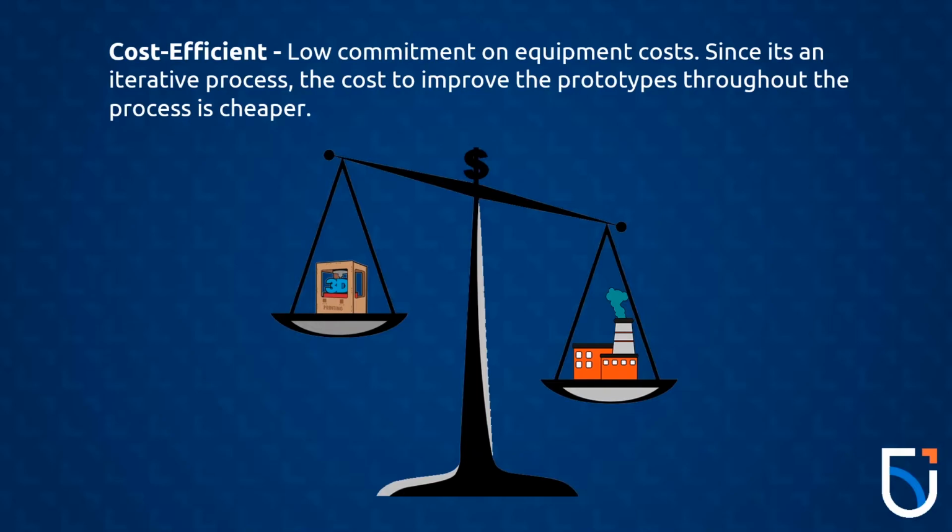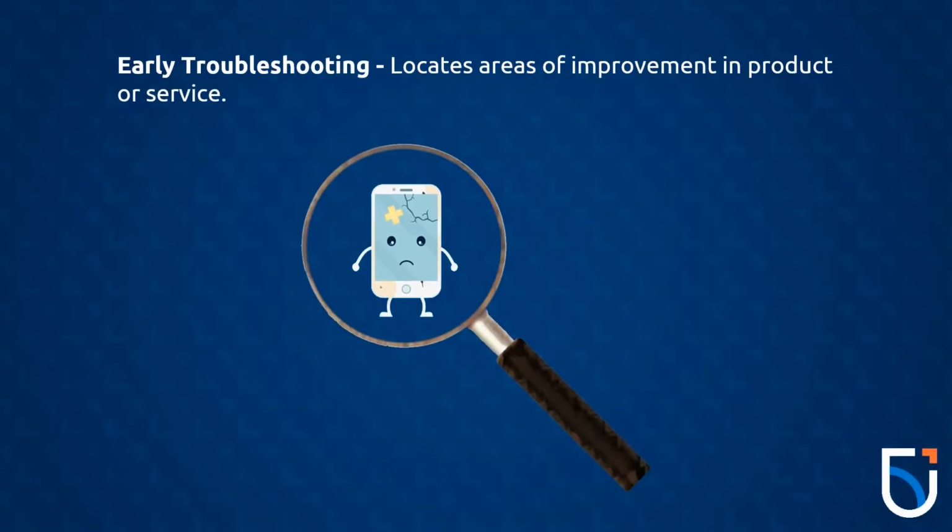Rapid prototyping is also cost-efficient. Equipment costs are minimal, and since it's an iterative process, the cost to improve the prototype is cheaper. It's also easier to locate areas of improvement in your product or service. For example, you realize that a 3D printed part has a weak point, which could not have been determined during the CAD design process. By making this realization before manufacturing the final product, you end up saving a lot of time and money.